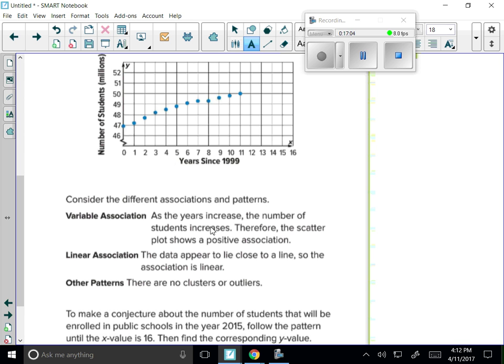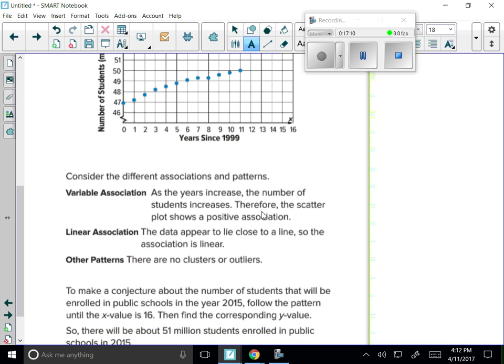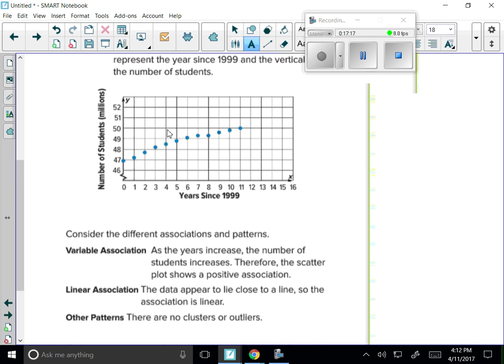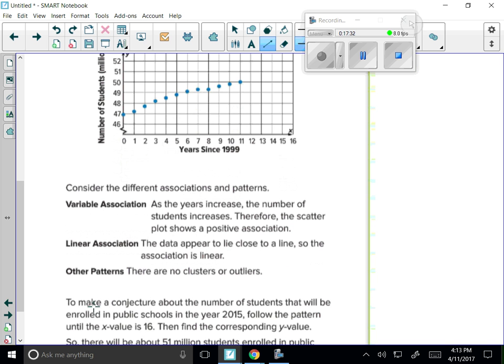Now, the different association and patterns, variable association. As the years increase, the number of students increases. Therefore, the scatter plot shows a positive association. See how this is headed upwards? Now, linear association, the data appear to lie close to a line, so the association is linear. If you were to draw in a line here, it wouldn't be super straight, but these would all lie very, very close to this line, and that's a straight line even. So right here, any other patterns, there's no clusters or outliers.